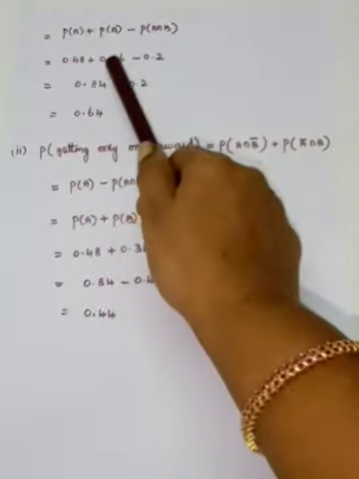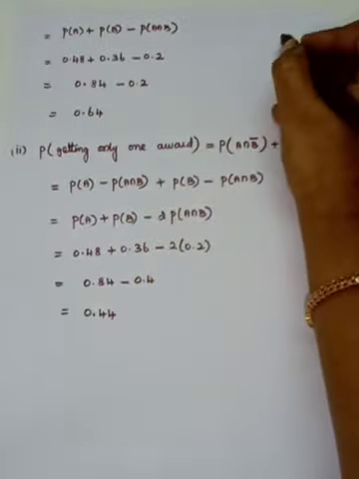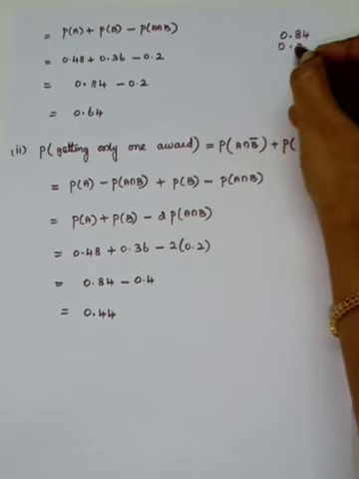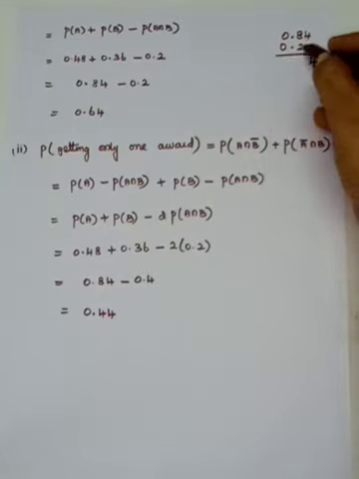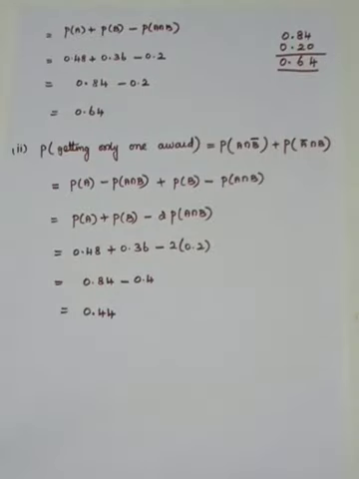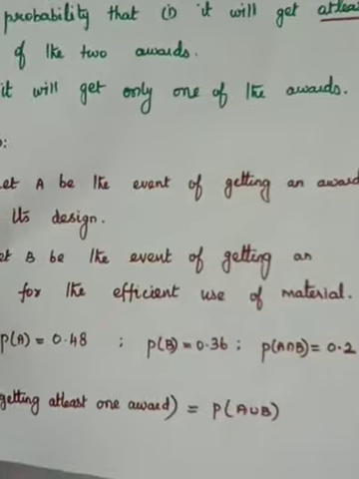So P of A is 0.48 and P of B is 0.36 and P of A intersection B is 0.2. So if you add these two, your answer is 0.84 minus 0.2. So here you have to write 0. If you subtract, 8 minus 2 is 6. So the answer is 0.64. Okay, and coming to the second subdivision, it will get only one of the awards.